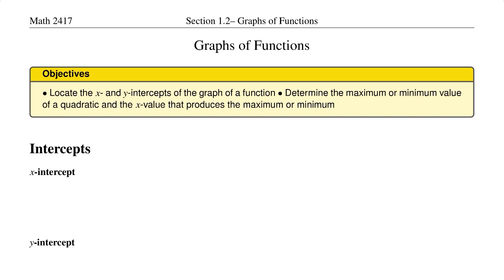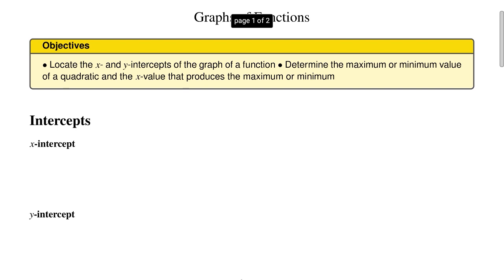In section 1.2, we'll look at the graphs of functions. In particular, we'll locate the x and y intercepts of the graph of a function, determine the maximum and minimum value of a quadratic, and the x value that produces that minimum or maximum. So let's start with the intercepts.